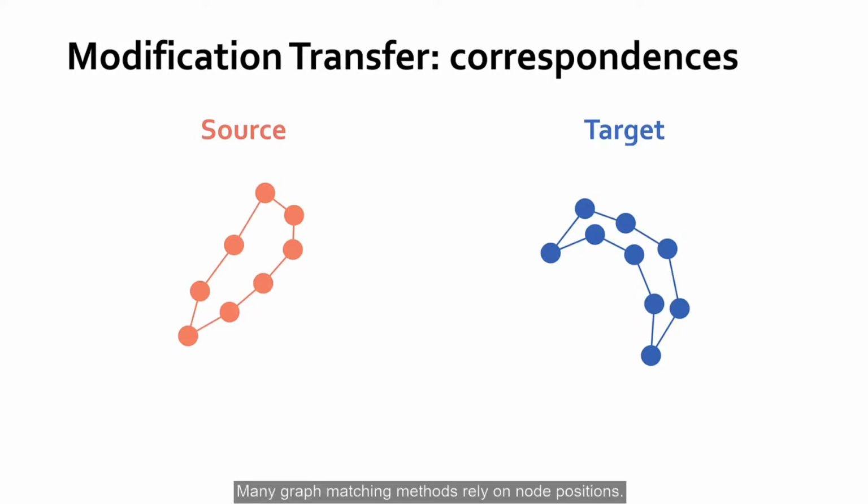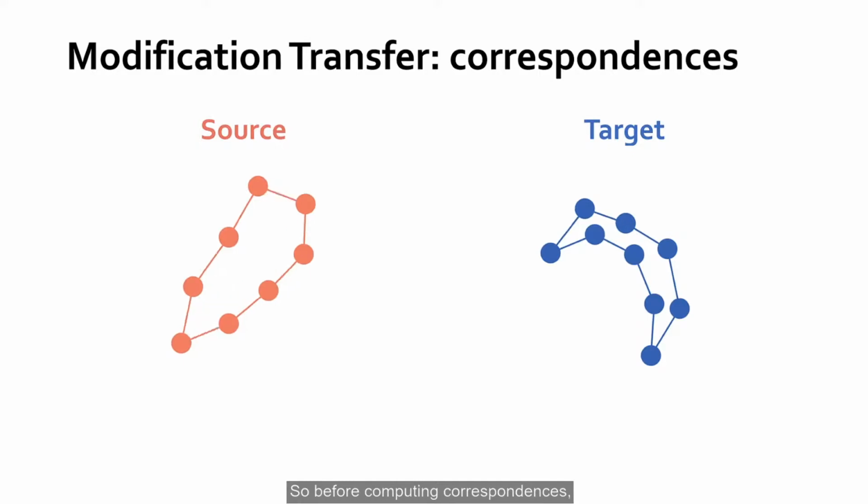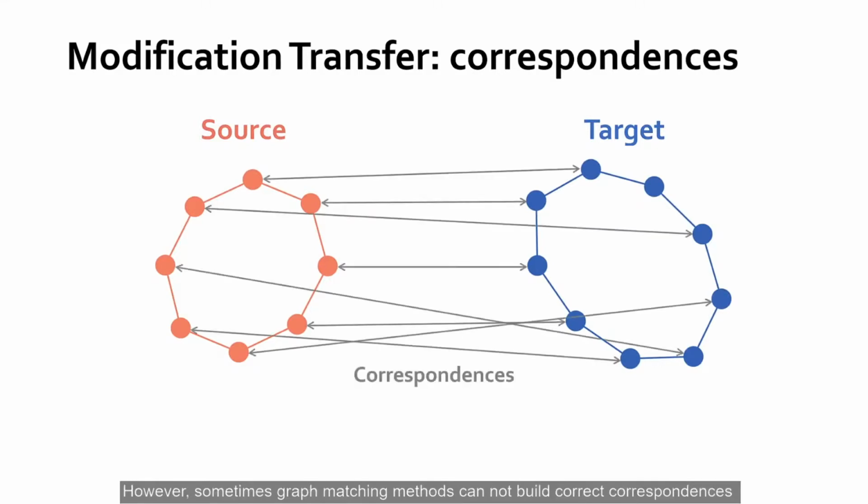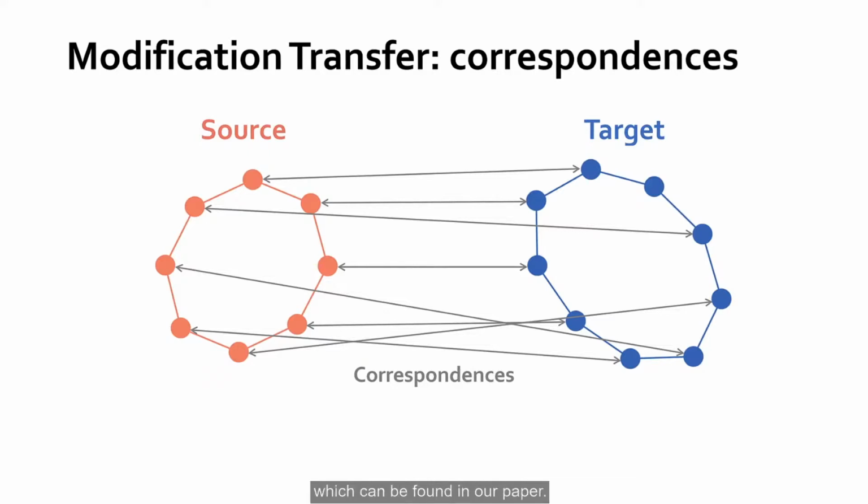Many graph matching methods rely on node positions, so before computing correspondences, we relay out the source and the target with a force-directed algorithm. However, sometimes graph matching methods cannot build correct correspondences because they try to find a corresponding node for each node, even if the correspondence is not correct. We designed some strategies to filter out these incorrect correspondences, which can be found in our paper.